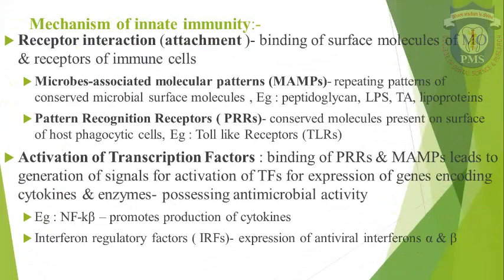The mechanism of innate immunity is by receptor interaction, that is attachment, the binding of surface molecules of microorganisms and receptors of immune cells. That is the primary step, that is attachment. Microbe associated molecular patterns are repeating patterns of conserved microbial surfaces, for example peptidoglycan, lipopolysaccharides, teichoic acids, lipoproteins. And there are pattern recognition receptors. These are conserved molecules present on the surface of host phagocytic cells.